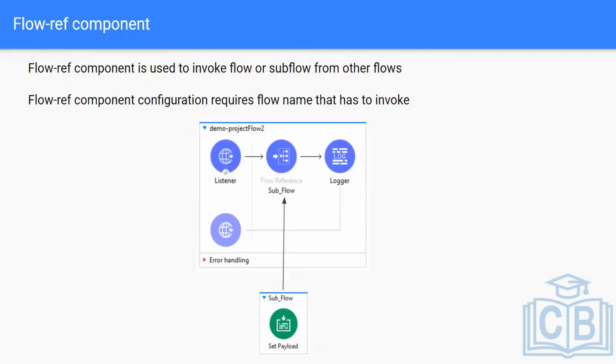Just remember one thing: a subflow can be called using the flow reference component. When you use the flow reference component and refer to any subflow, all the components of the subflow will come and replace the flow reference component. Got it? That's all right.